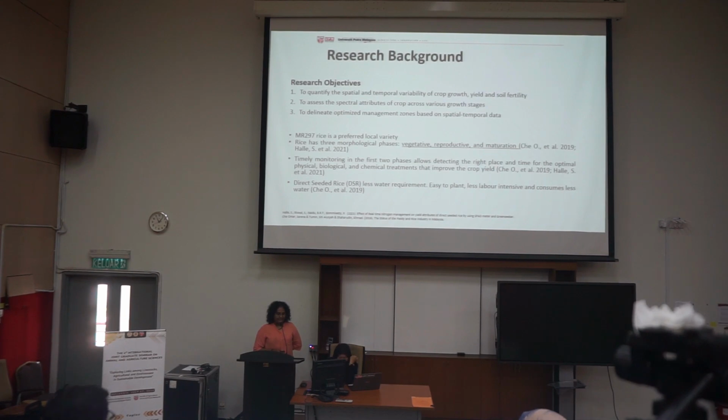In this research, one of the Malaysian local varieties, the preferred variety, is MR297. Rice has three morphological phases: vegetative, reproductive, and maturity. Timely monitoring is needed during the vegetative and also the reproductive stage, so any intervention should be done in the first two stages so that we have the best yield.